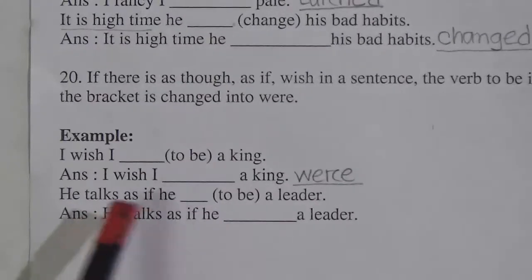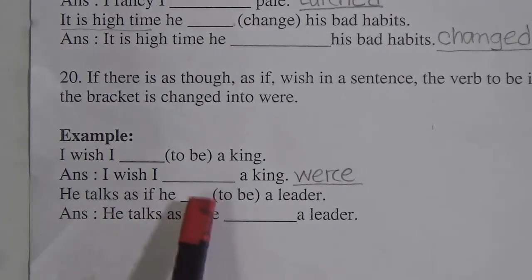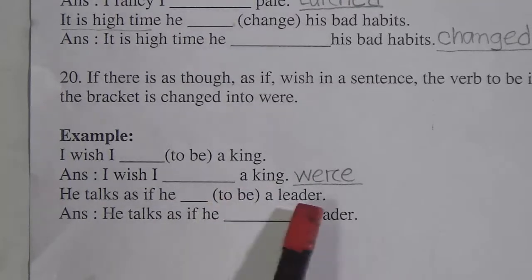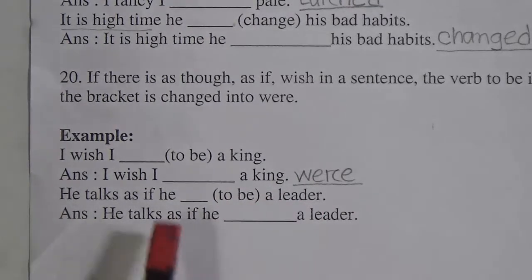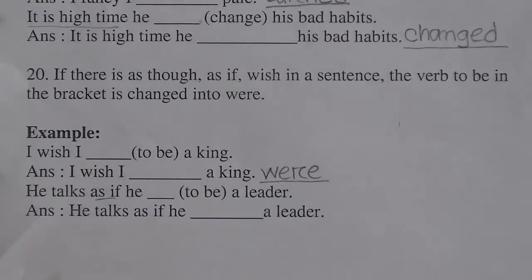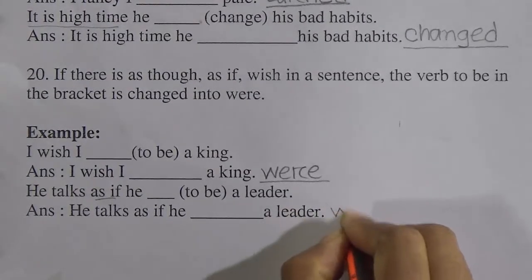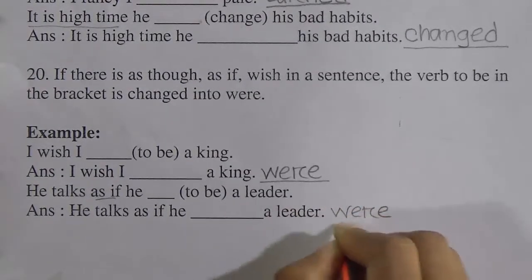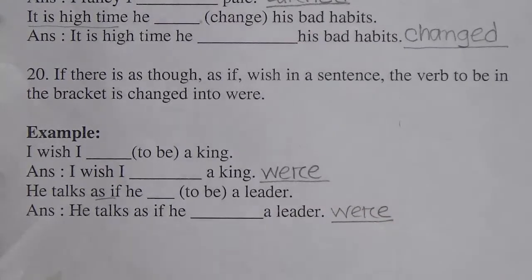Next example: he talks as if he dash in bracket to be a leader. Here we find as if. So if we get this, you have to use were. He talks as if he were a leader.